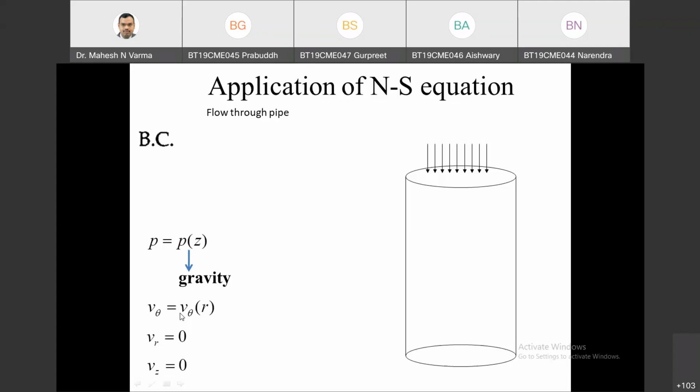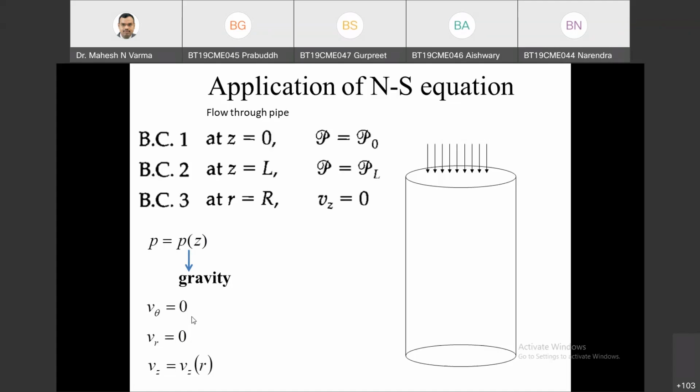Sir, I guess Vz will be there, V theta will be 0, and we have velocity in the Z direction. Very good. So what is this? This is wrongly mentioned, intentionally actually, just to know whether you are in a class or somewhere else. Okay, so this is what.